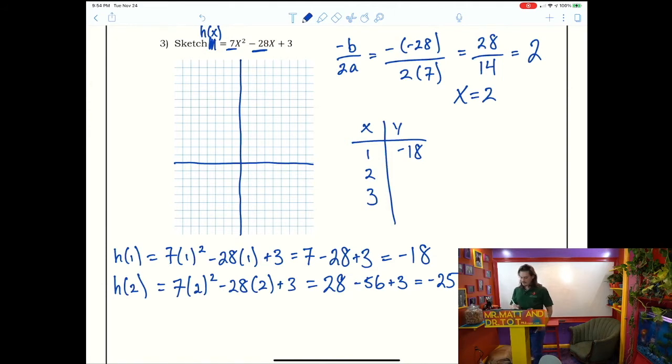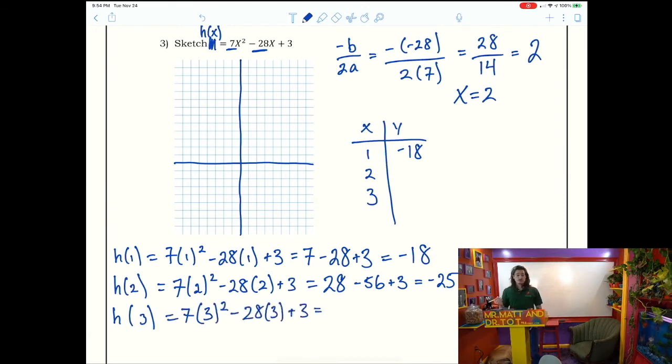And then lastly, we have h of 3. So we're going to have 7 times 3 squared minus 28 times 3 plus 3. 3 squared is 9. 9 times 7 is 63. Now negative 28 times 3.